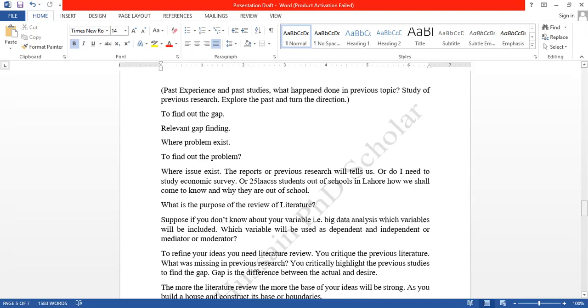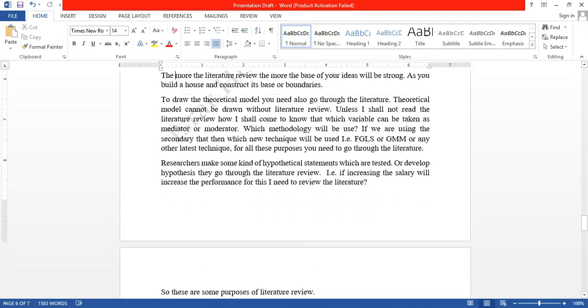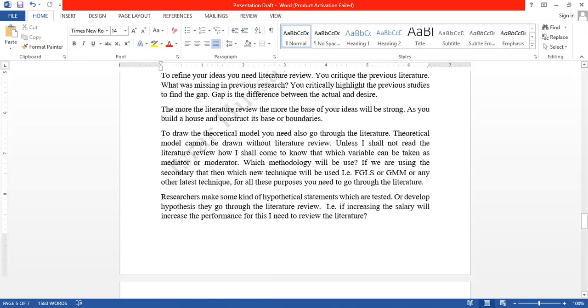You critique the previous literature, what was missing in previous research. You critically highlight the previous studies to find the gap. The gap is the difference between the actual and the desired. The more you review the literature, the stronger the base of your idea will be, and the stronger the research you will conduct.